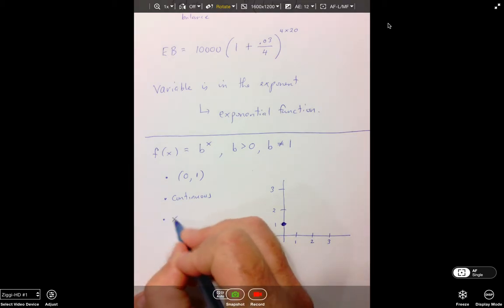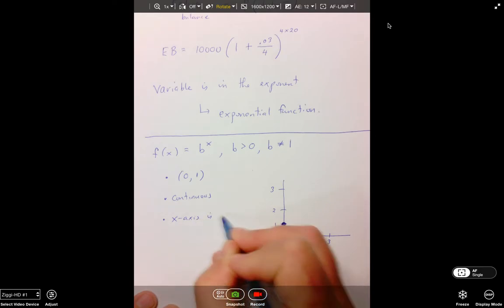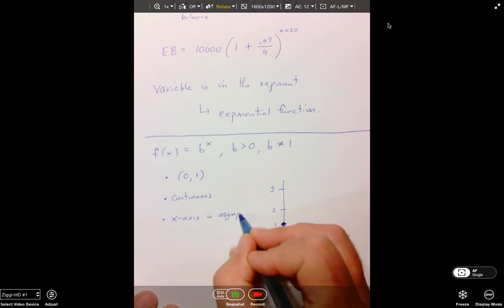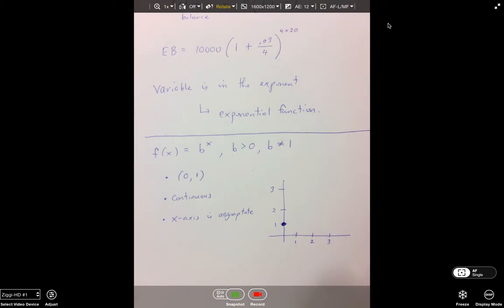The x-axis serves as an asymptote. Now, an asymptote means that it's a line that the graph gets closer and closer to. So let me just jump up here. Let's say that we have a graph where x equals 2 is a vertical asymptote. Well, that would just tell us that this graph would get closer and closer and closer to that line, but it would never touch it. Well, these graphs right here get closer and closer to the x-axis, but they never touch it. Okay?